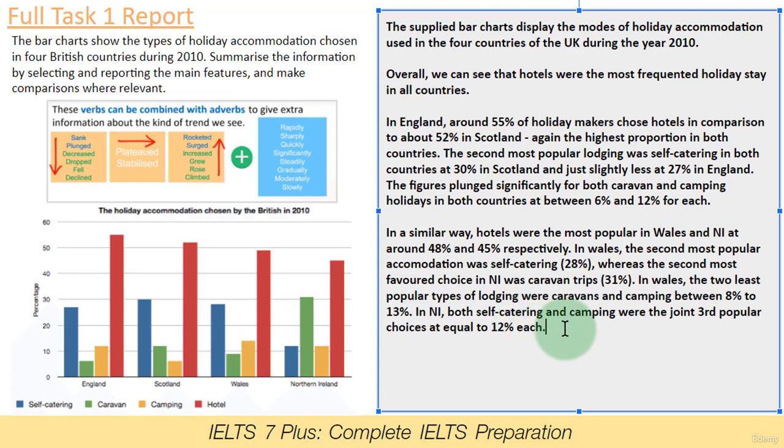Okay, so just sped up a little bit for the last two sentences. Let's read back to ensure that I have not made any mistakes grammatically. In Wales, the two least popular types of lodging were caravans and camping, between 8% to 13%. In Northern Ireland, both self-catering and camping were the joint third least popular choices. Let's add this in. Least popular choices at equal to 12% each. Great, so I've really given some good detail at the end there. Let's take a look at the word count.